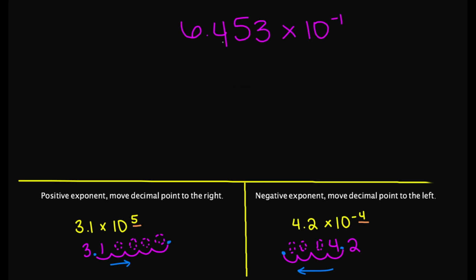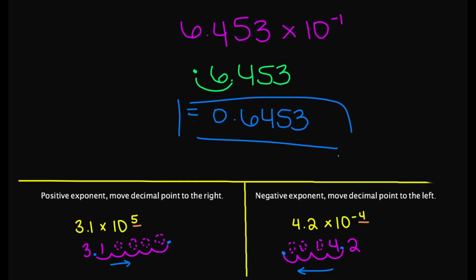Let's look at 6.453 times 10 to the negative 1 power. Because I have a negative exponent, that means I do need to move my decimal 1 place to the left. If I move my decimal 1 place to the left, that's going to put me right here. So our answer is going to be 0.6453.